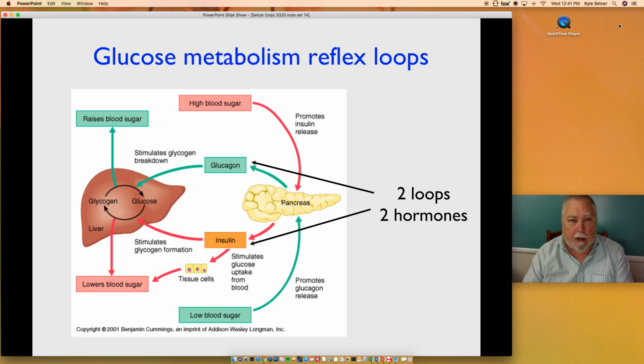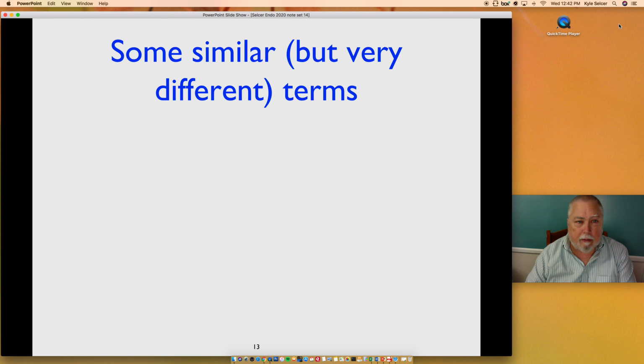So what we're going to talk about overall, and what we've been talking about, is two loops controlled by two hormones. We have a low blood sugar loop. Low blood sugar causes the pancreas to produce glucagon. Glucagon is going to act on the liver and other tissues to free up glucose. Then we have a high blood sugar loop, which is your postprandial absorptive state loop, where high blood sugar promotes insulin release from the beta cells of the pancreas. Insulin goes to all tissues and to the liver to stimulate glycogen formation, ultimately lowering blood sugar. So this is the in a nutshell version of glucose regulation.